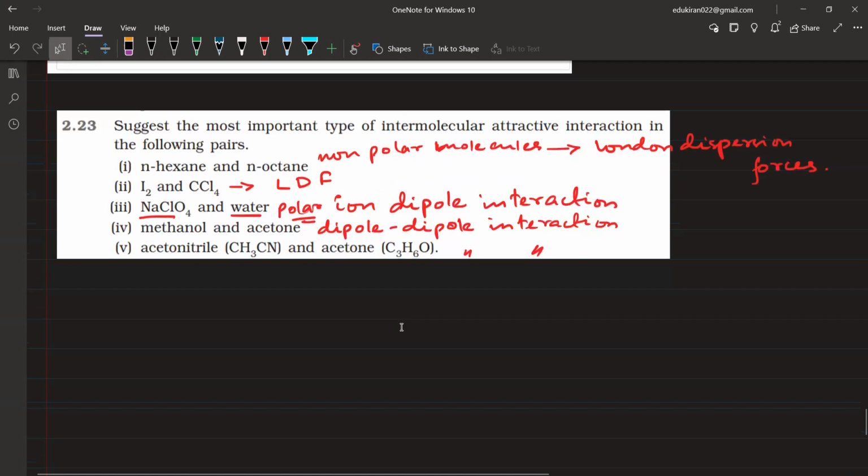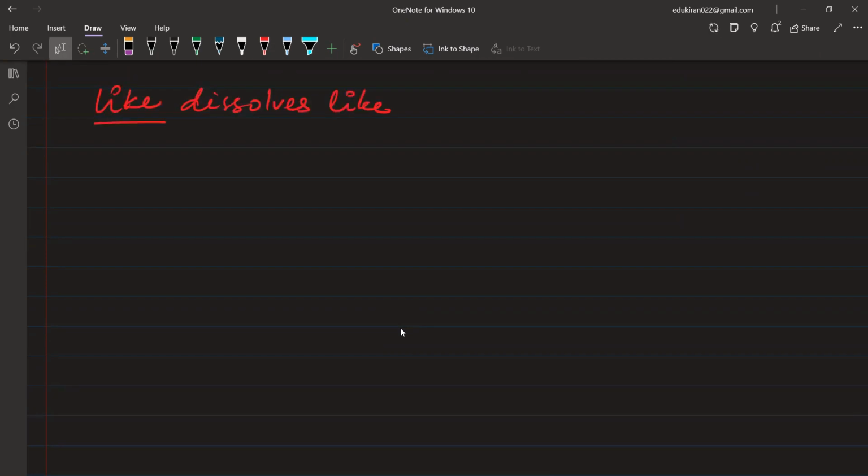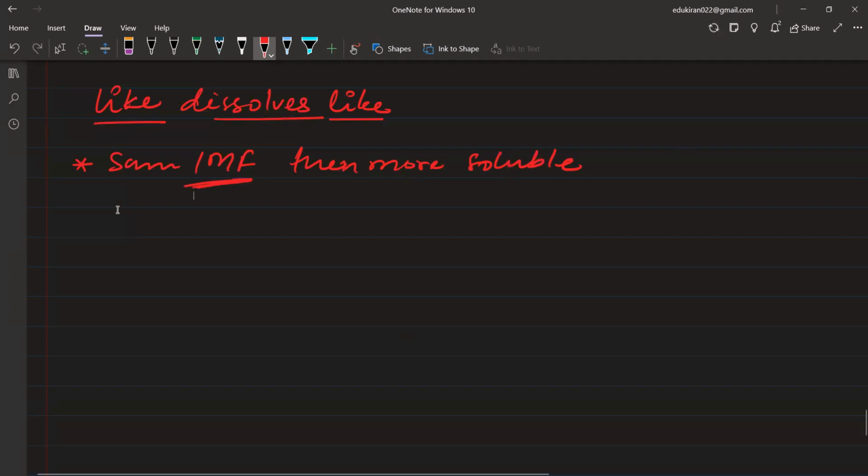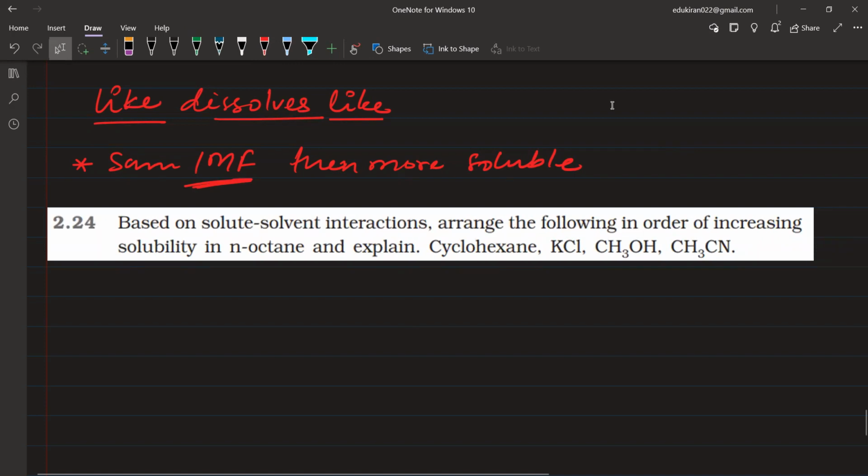I hope all of you have read this. Now there is a concept of solubility जो हमने बताया था आपको, क्या होता है? Like dissolves like, right? What is the meaning of like dissolves like? That means अगर दोनों के बीच में same intermolecular forces of attraction हो, then more soluble. ठीक है? If they will have same intermolecular forces of attraction, then it will be more soluble. So write this down. Based on solute-solvent interaction, arrange the following in order of increasing solubility in N-octane. सवाल को लिख फिर I will explain it.